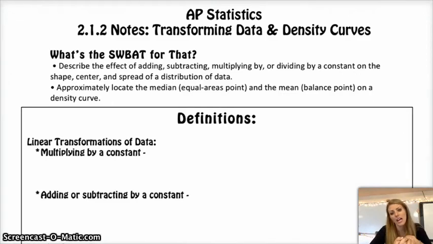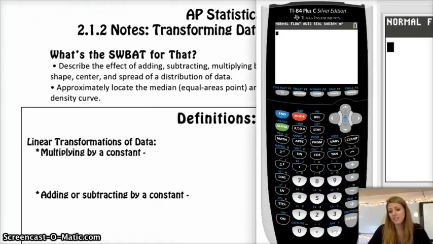How does that change if you take every single data point and you multiply by a constant, or equivalently divide by a constant? And then what happens to that distribution if you add or subtract by a constant as well? So imagine you have a set of data.